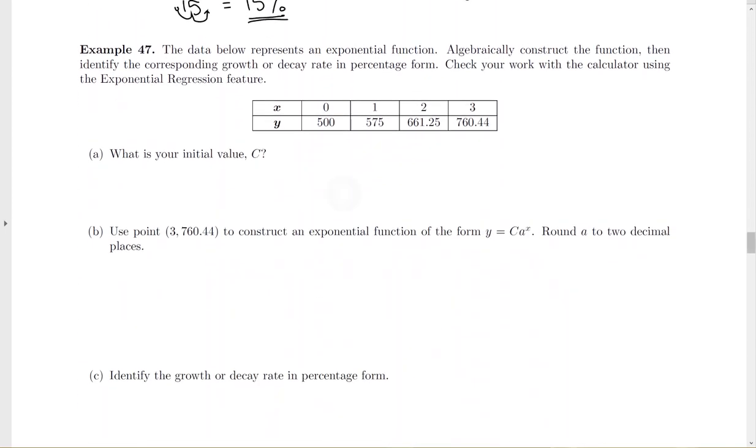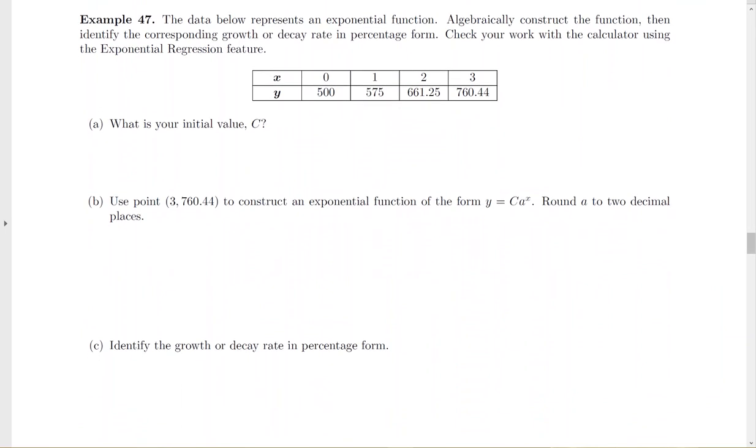So for example 47, same idea. What is your initial value of c? So again, we're looking for where x is 0. That's your initial value. And it could have been anywhere in the chart, but you're looking for where x is 0. That's where your y-intercept is. Now we're going to use, again, this third point here, the 3760.44, to construct the exponential function.